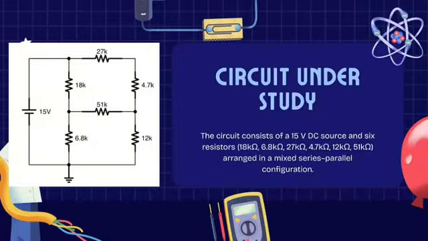Circuit under study. The circuit uses a 15-volt source and 6 resistors arranged in a mixed series parallel configuration. This design lets us observe different voltage drops and current paths across the network.